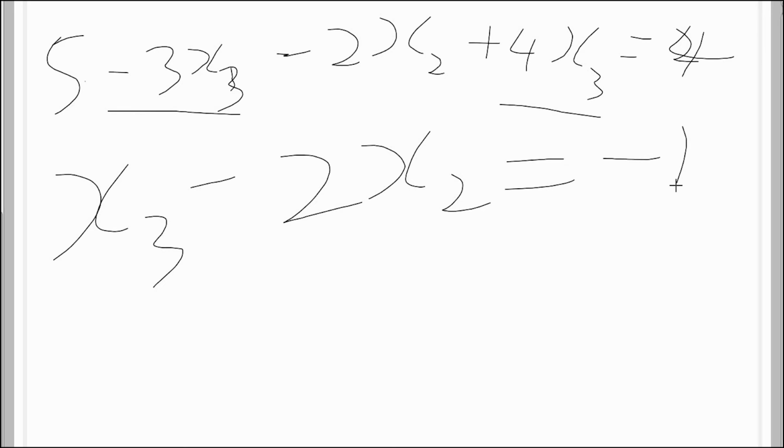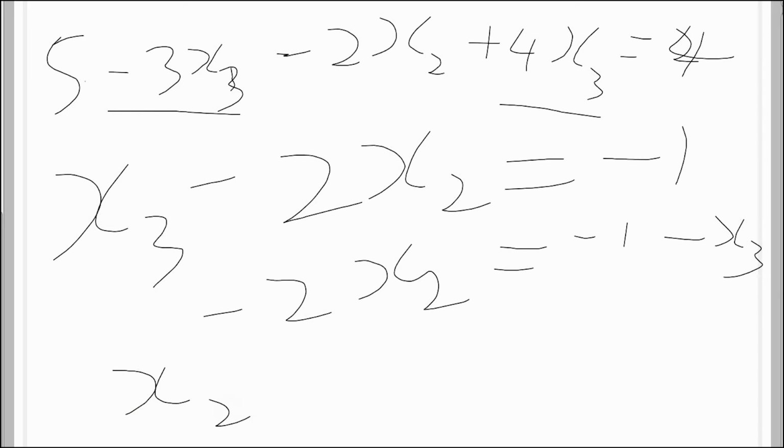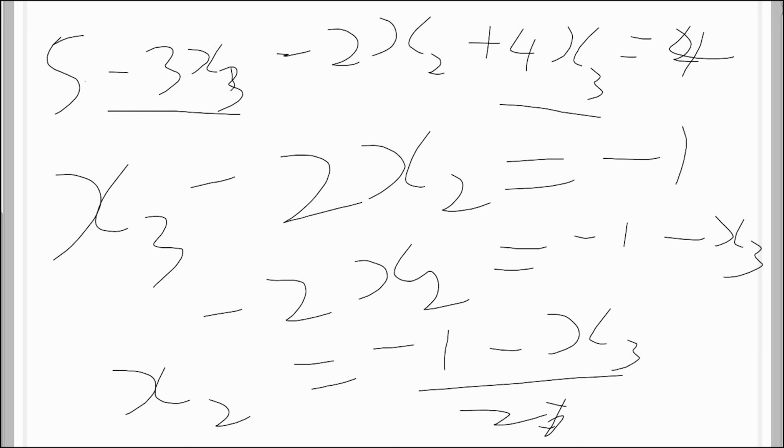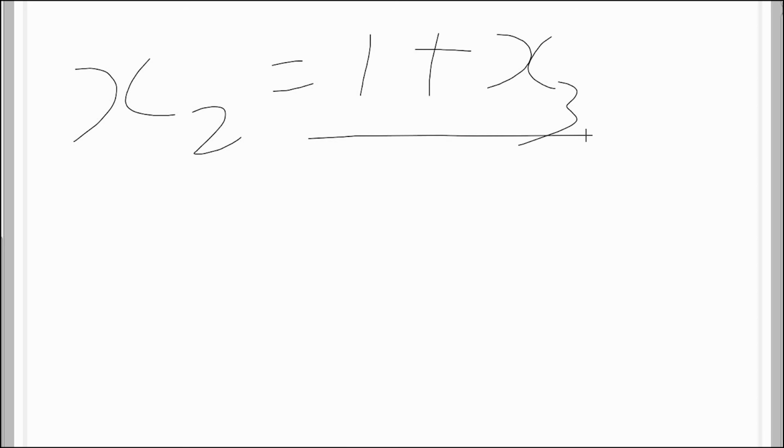So now, subtracting x3 from both sides, we have minus 2x2 is equal to minus 1 minus x3. Then dividing both sides by minus 2, we have x2 equal to minus 1 minus x3 over minus 2. So moving on to the next page now, our x2 is basically equal to 1 plus x3 over 2.